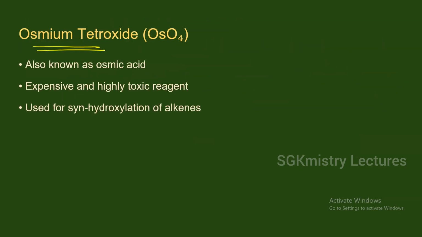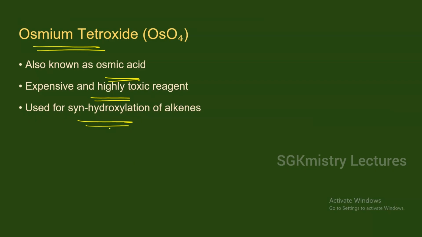Next, talking about osmium tetroxide, that is OsO4. It is commonly known as osmic acid. It is an expensive and highly toxic reagent. Why is it used? It is used for syn hydroxylation of alkenes. We have already come across this particular reagent when we were talking about the addition of two OH groups to the double bond in alkenes. So this reagent we have already seen, osmium tetroxide.